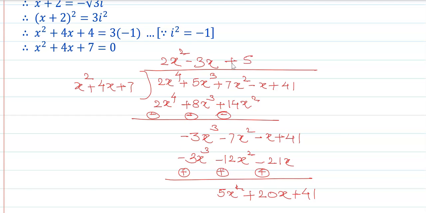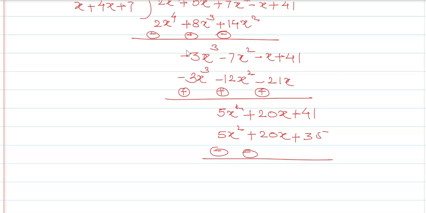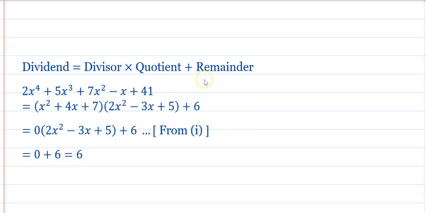Then x square into 5, you will get 5x square. Next 4x into 5, you will get 20x. And lastly plus 7 into 5, you will get 35. Again change the sign: here is a minus, minus, and last is a minus. Overall here is a 0 plus 0, plus 6. The 6 is the remainder.